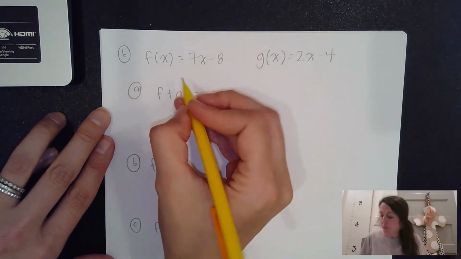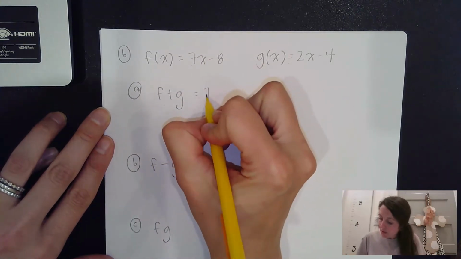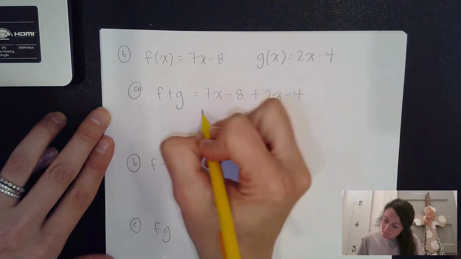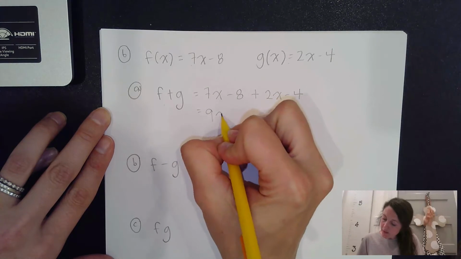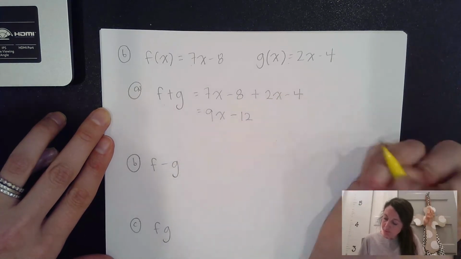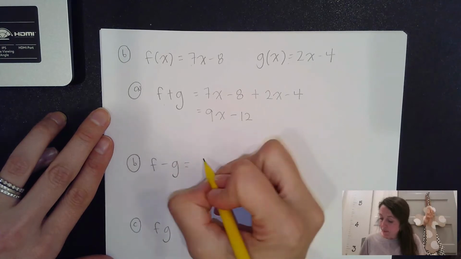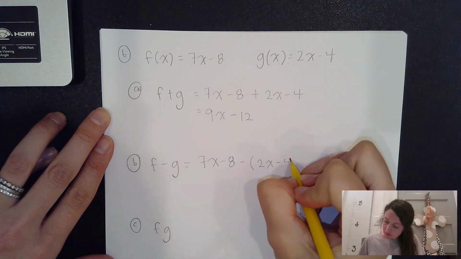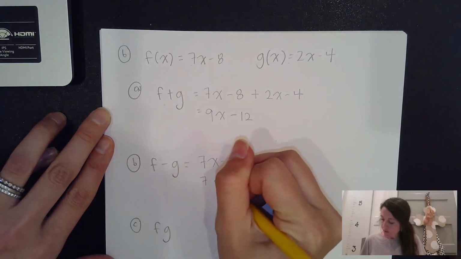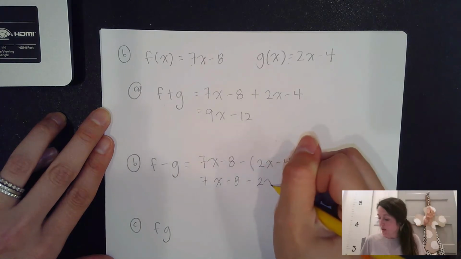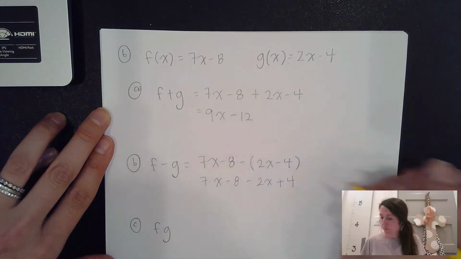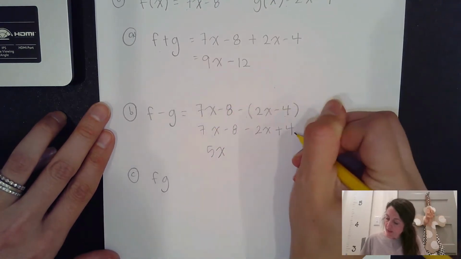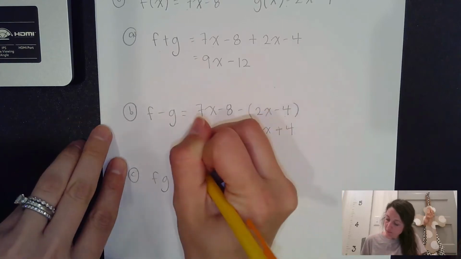So f plus a g just means I'm going to add these two functions together. So I'll have 7x minus an 8 plus a 2x minus a 4. So 7 plus a 2 is a 9x minus a 12. If I were subtracting, then remember that's special because we have to have that parentheses there. Okay. So this will turn into 7x minus an 8 minus a 2x plus a 4. That's special. So 7 minus a 2 is a 5x, and a negative 8 plus a 4 is going to be a negative 4.